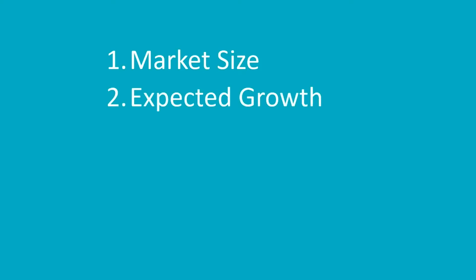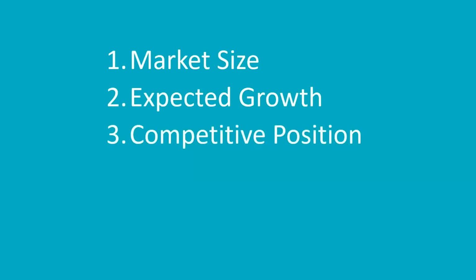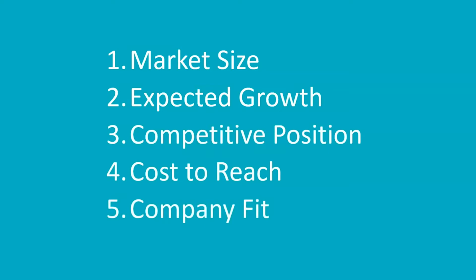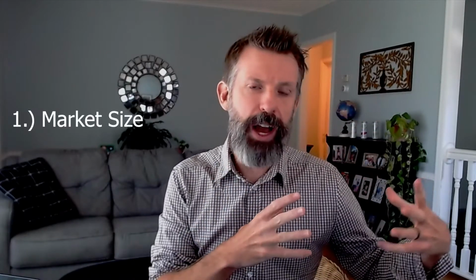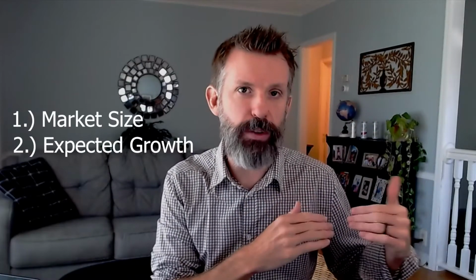So the first one is market size. The second one is expected growth. The third one is competitive position. The fourth one's cost to reach. And then the fifth one is company fit. So here's a quick breakdown of each one using White Claw. The first one is market size and expected growth. We're going to clump those together.